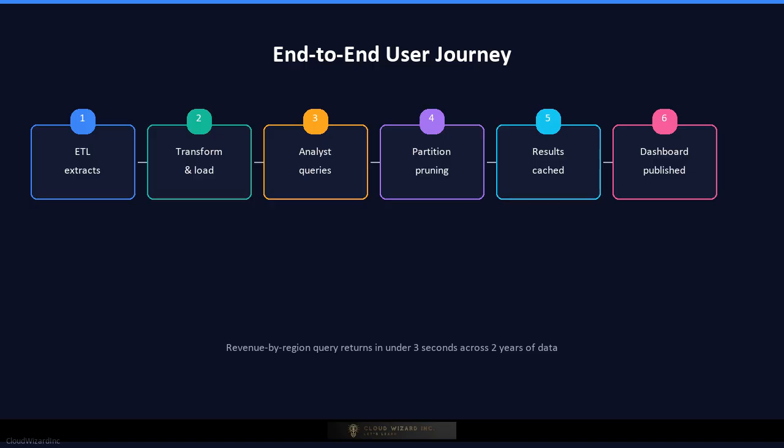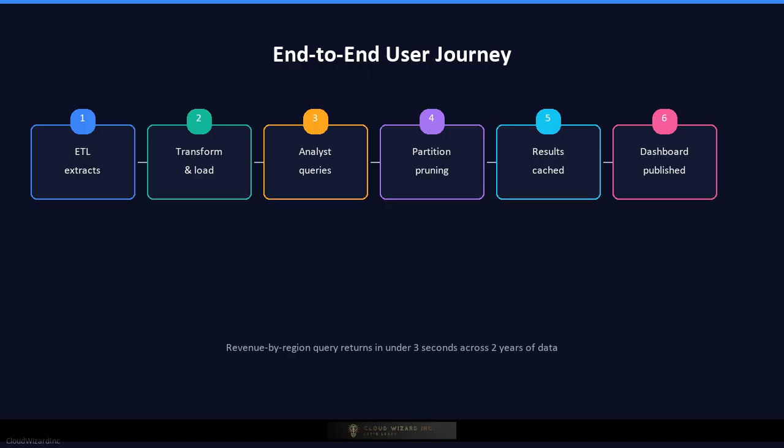A business analyst opens Tableau the next morning, connects to the warehouse via the SQL gateway, and builds a revenue by region dashboard. The query hits the metadata catalog to resolve the table schema. The query engine prunes all partitions except the last 90 days, scans only the revenue and region columns from the columnar files, aggregates in parallel across the compute cluster, and returns results in under 3 seconds.